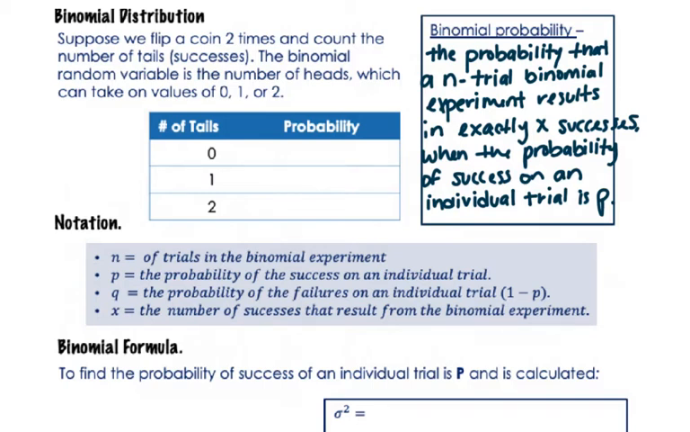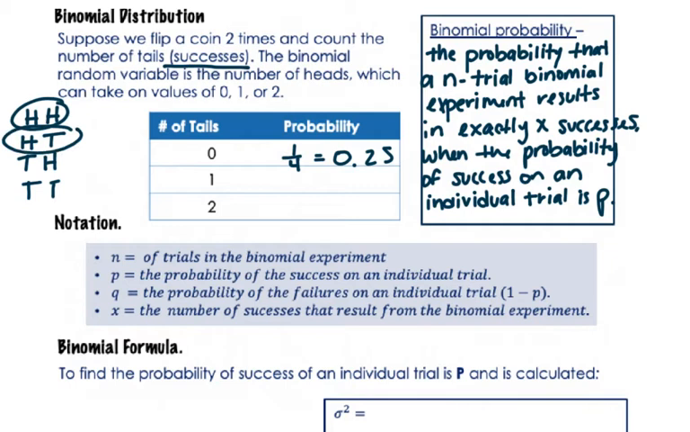Suppose we flip a coin 2 times and count the number of tails. So that's going to be our successes, how many times it lands on tails. The binomial random variable is the number of tails, which can take on values of 0, 1, and 2. Alright, so I've listed what can happen when you flip a coin twice. Zero tails occurs 1 out of 4 times, which is 0.25. The number of tails landing just one time would be 2 out of 4, which is 0.5. And then the number of times tails occurs twice would be 1 out of 4.